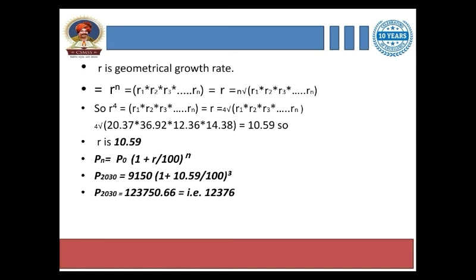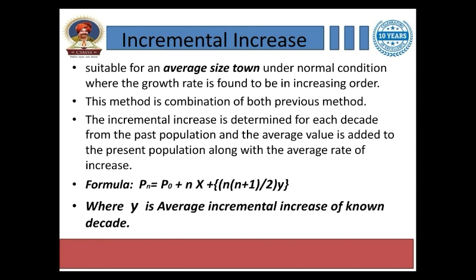The population by the end of 2030 will be P0, which is nothing but 9150, in bracket 1 plus R, what is R? 10.59 divided by 100, raised to 3. Why 3? n is the number of decades. It will come to 12,376, right? Everybody get it? This is the second method.